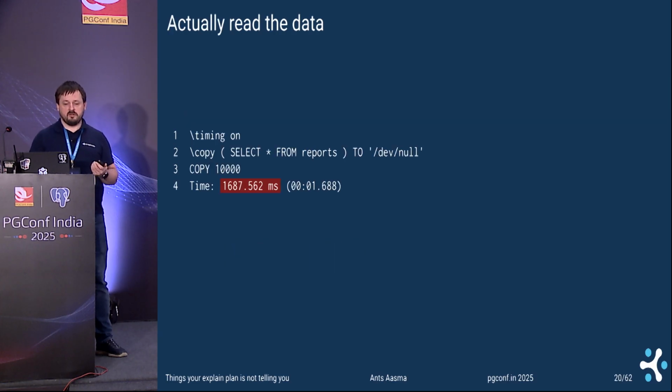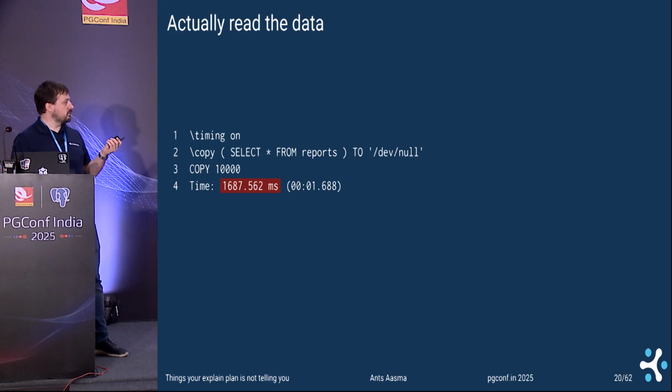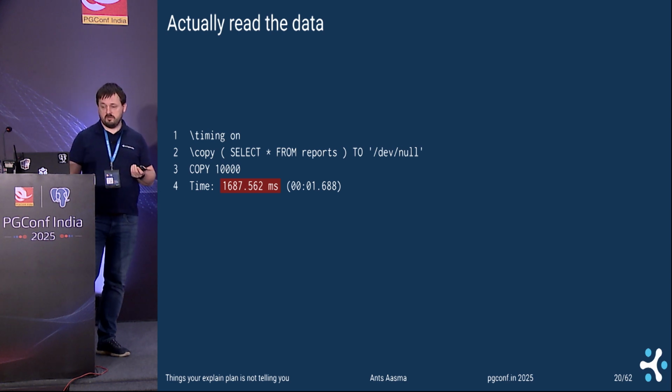Let's use psql's timing functionality and run this in psql. We turn timing on, then we copy the output of that query to /dev/null. We can see we got 10,000 rows, but this time it took 1.7 seconds. This seems more reasonable.